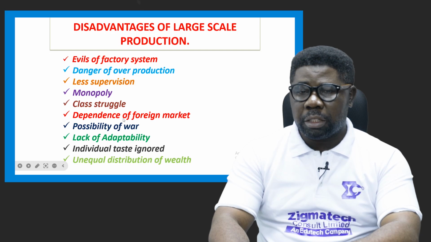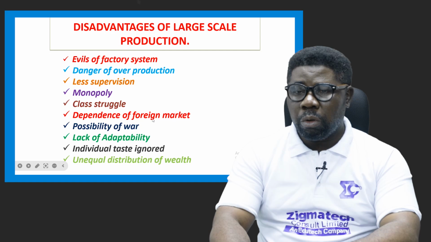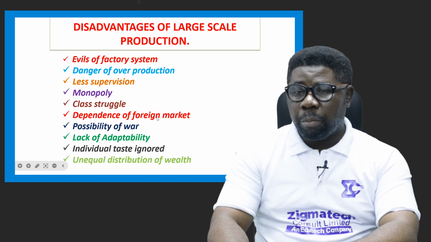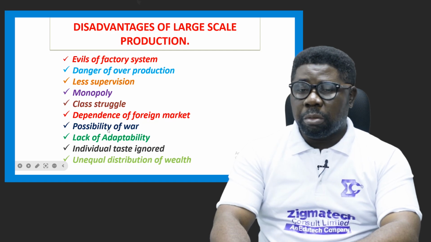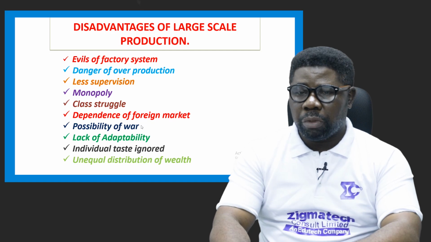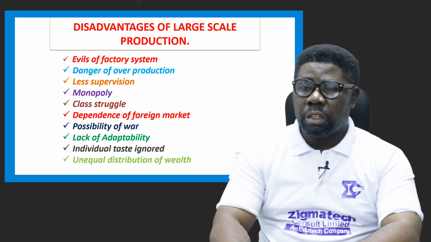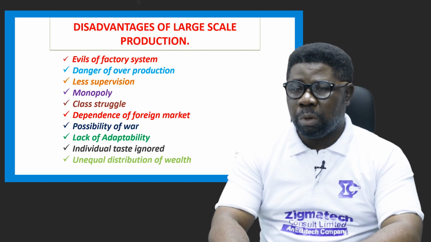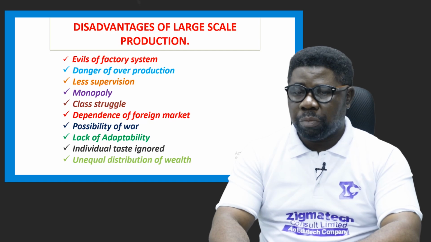Dependence on foreign market. That also what? When foreign market is no longer viable, what happens? What you have produced can no longer be sold. You have a problem what? With large-scale production. The possibility of war also brings down what? Some problems in what? In production. Lack of adaptability to new technology, all right, or to the production process that has been employed can also bring what? A problem with large-scale production.